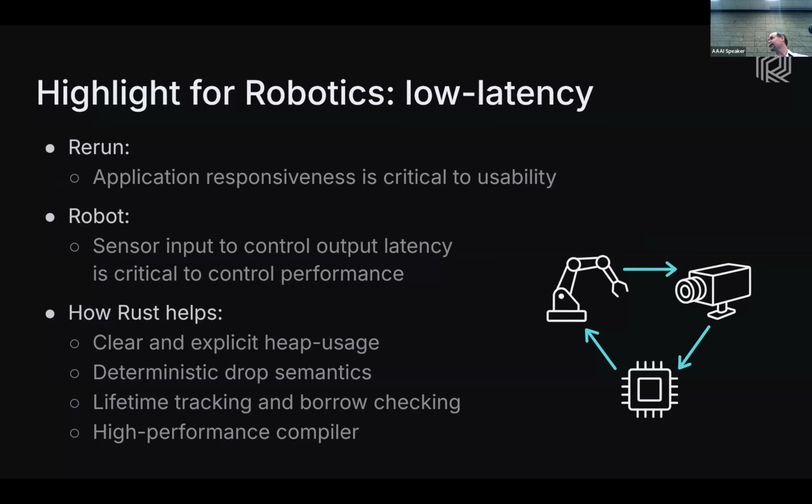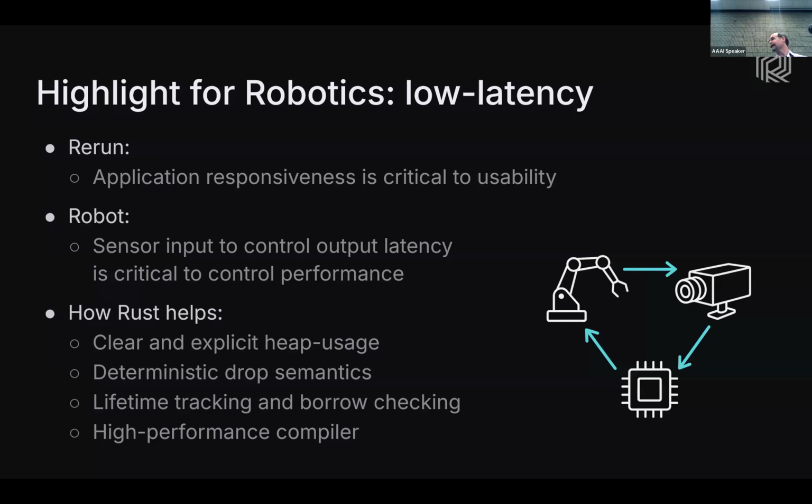In terms of spotlights of why Rust is also just great for robotics, there were two things that jumped out to me when I was thinking about Rerun and drawing some analogies. We're a tool for understanding robotics data, but we do have some of the same challenges that you see in actual robotics systems, right? For Rerun, application responsiveness is critical to the usability of the system, right? We want that mouse movement to render update loop to be as tight as possible. In most robotic applications, you have a very similar closed loop control constraint, right? Sensor input to control output latency is critical to control performance in most contexts.